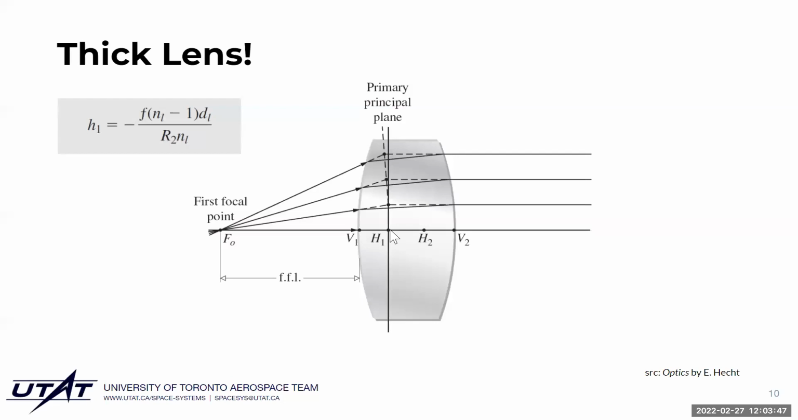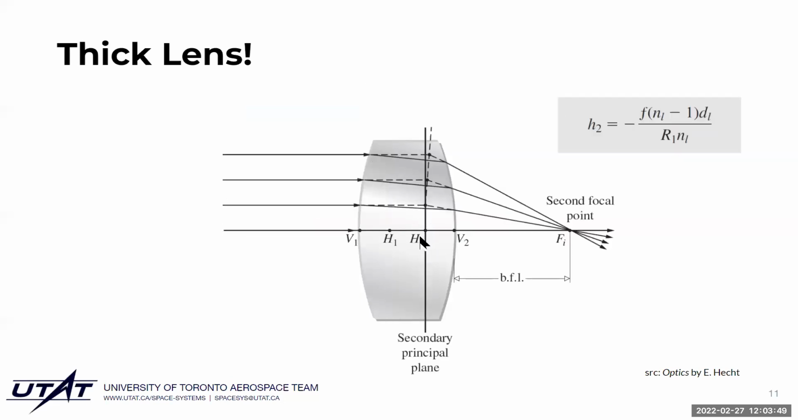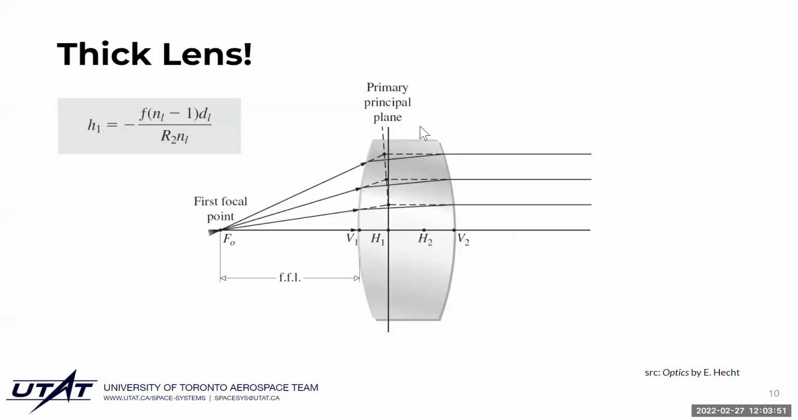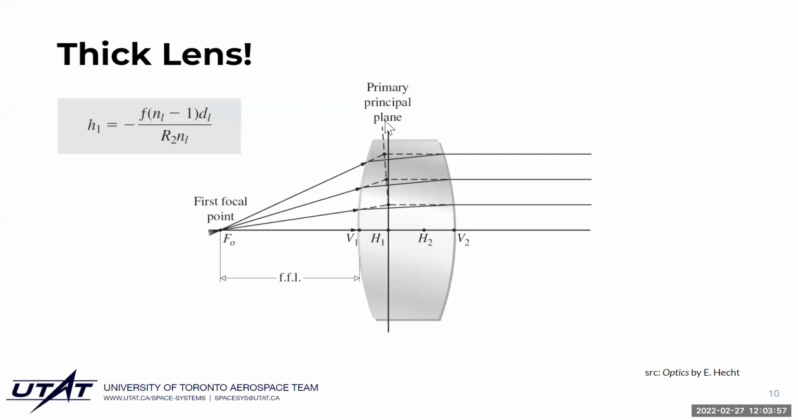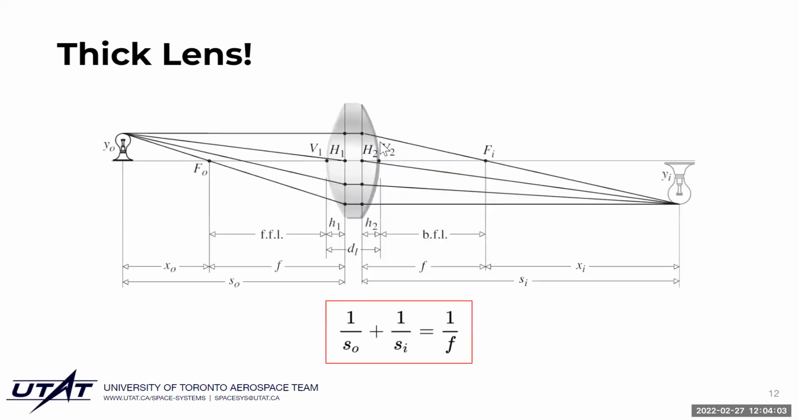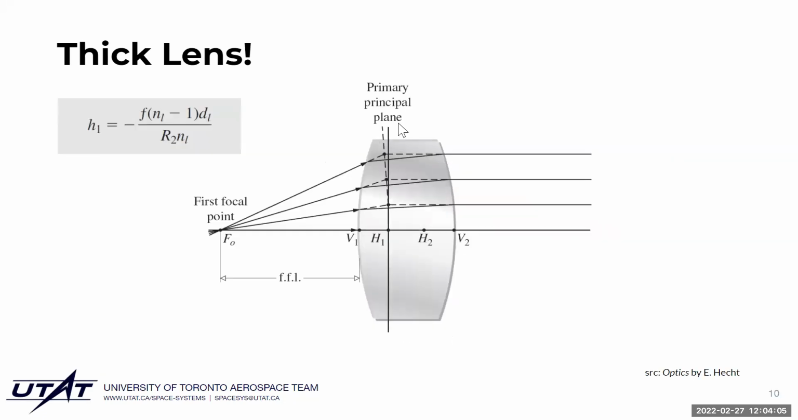So here's the first one, and here is the second one. So we call them primary and secondary, or we can also call them front and back focal planes. No, principal planes. My bad.